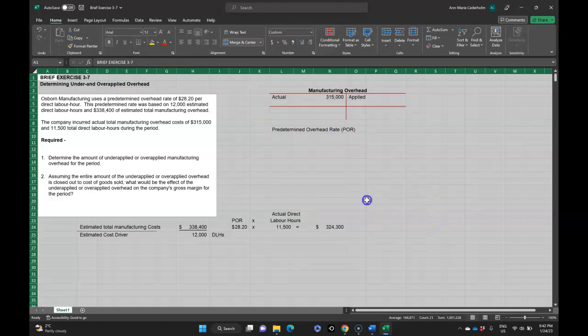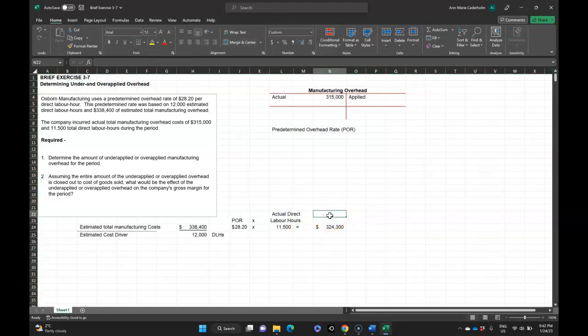Okay. And now this one is my applied manufacturing overhead. So just remember, this is my predetermined overhead rate. Multiply it by your actual cost driver for the job, and that gives you the applied manufacturing overhead that we're going to allocate to the job. So now I'm going to put that number right in here, 324,300.